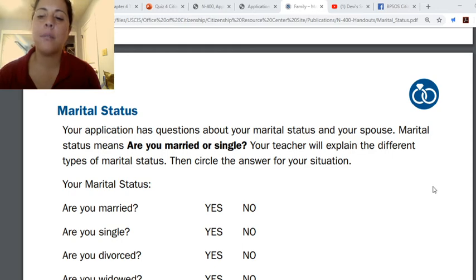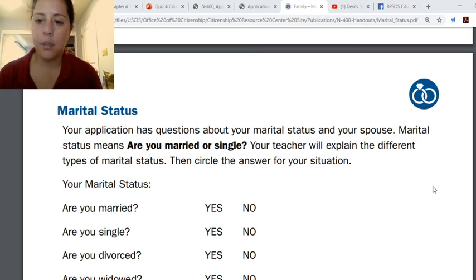Marital status means married, single, divorced, widowed, okay? Married, single, divorced, widowed. And your spouse. Spouse, husband or wife. Husband or wife, okay? Marital status means, are you married or single?